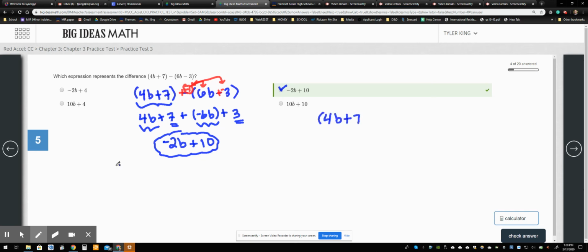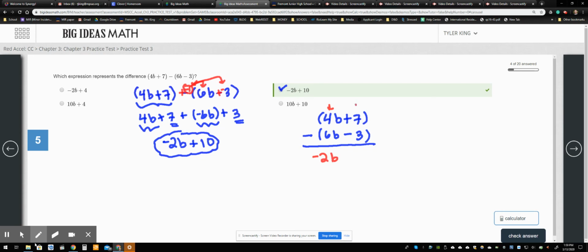Okay, so we have 4b plus 7. And then we have this minus sign, so I'm going to do minus, and then I have this quantity 6b and then minus 3. Okay, now we're going to kind of do this vertical subtraction here in an interesting way. 4b minus 6b. Well, 4 minus 6 is going to be negative 2b.